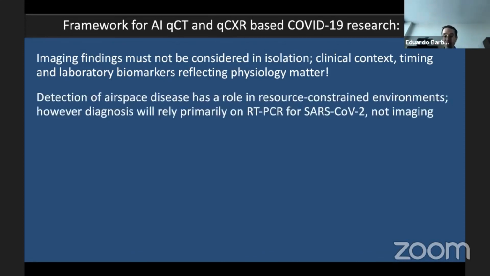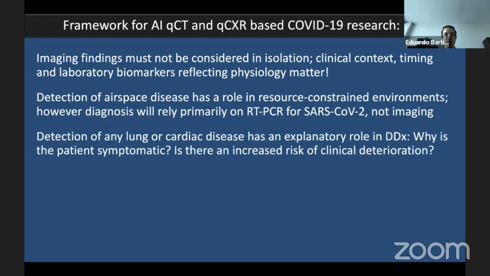Detection of airspace disease has a role in research-constrained environments for diagnosis of COVID-19. But we also have to remember that diagnosis will rely primarily on PCR, unless you don't have access to PCR, which is typically not the case in most countries nowadays. We may not have enough, but we do have it, and that should be the confirmatory exam.